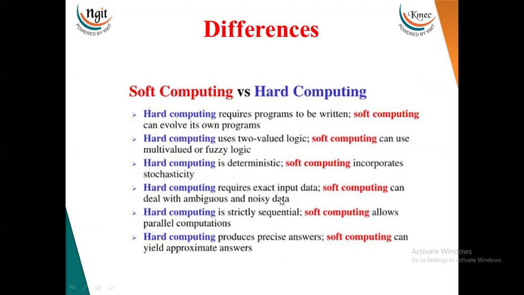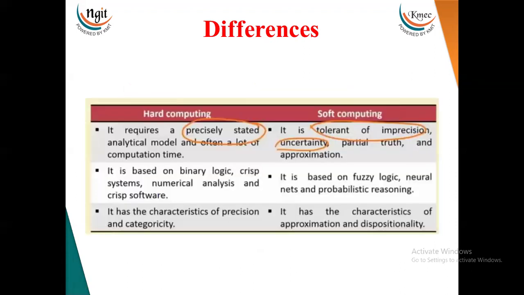Soft computing will have noisy or ambiguous data, meaning it will support ambiguous data. Hard computing is sequential, soft computing is non-sequential, and it will support parallel computations. Finally, hard computing will produce precise answers and soft computing will yield approximate answers. It is a precisely stated analytical model with a lot of computation time. Soft computing is tolerant to imprecision, uncertainty, partial truth, and approximation.